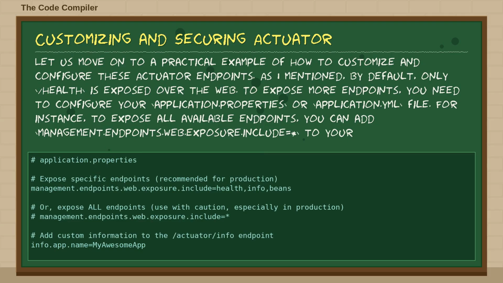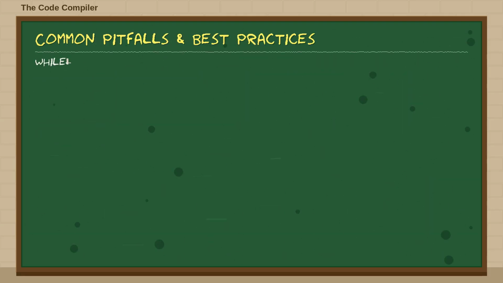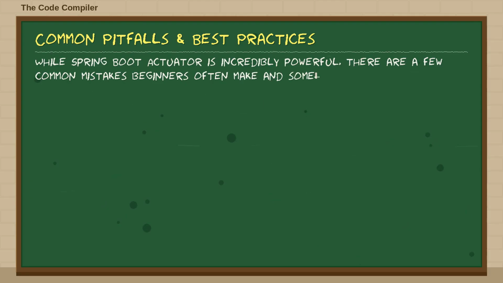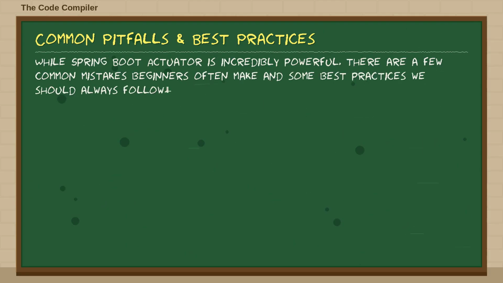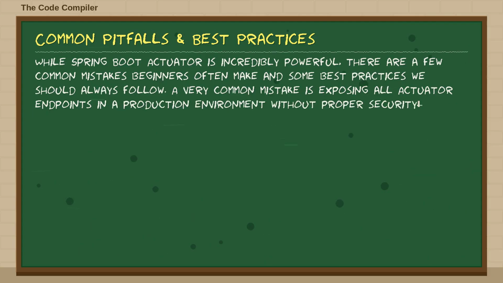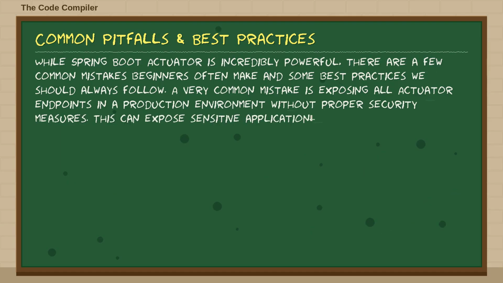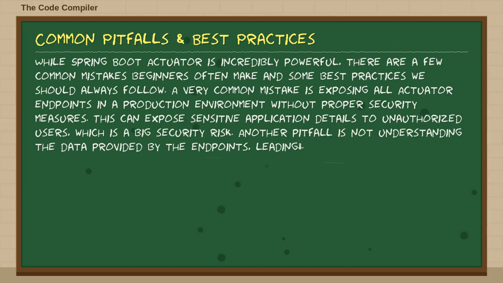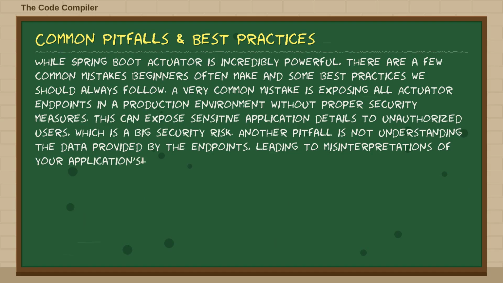While Spring Boot Actuator is incredibly powerful, there are a few common mistakes beginners often make and some best practices we should always follow. A very common mistake is exposing all actuator endpoints in a production environment without proper security measures. This can expose sensitive application details to unauthorized users, which is a big security risk. Another pitfall is not understanding the data provided by the endpoints, leading to misinterpretations of your application's health or performance.